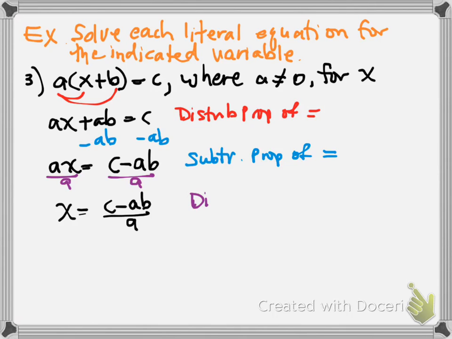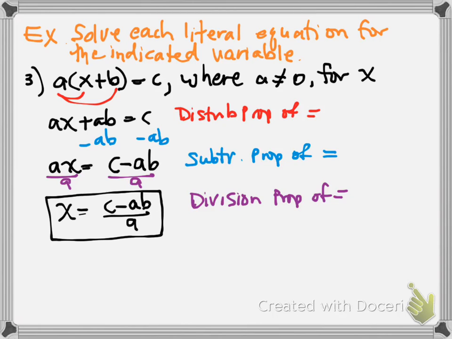Now, can somebody answer my question? Why did they have to tell us that a couldn't be equal to 0? Looking at the result we got. Spencer? There'd be no solution. Okay, why not? Because 0 doesn't go into c minus ab. Okay, that's not the reason why. Amanda? Because 0 can't be a denominator?